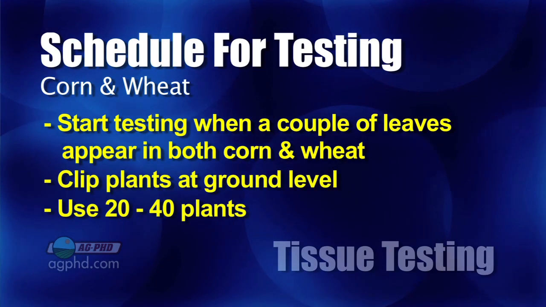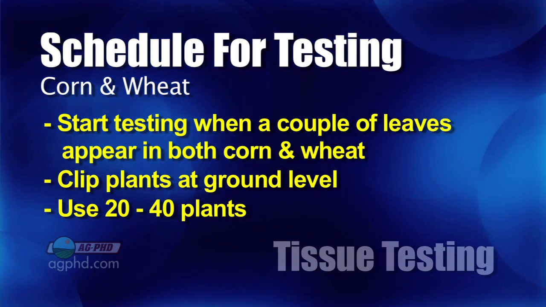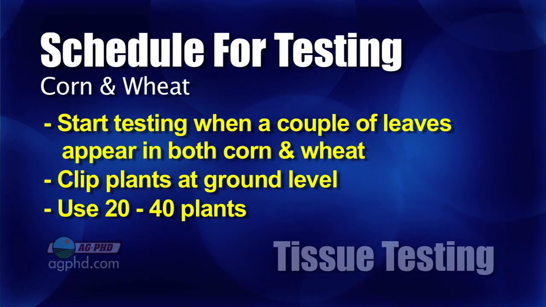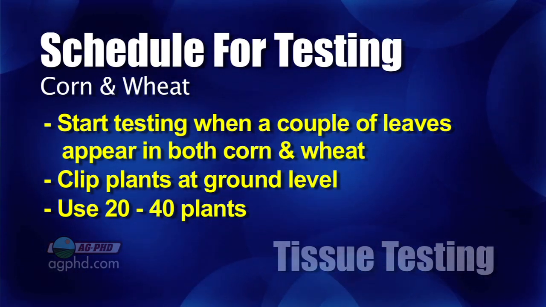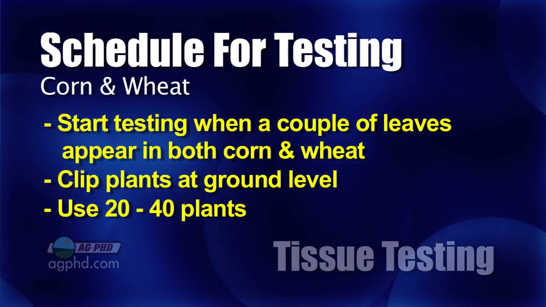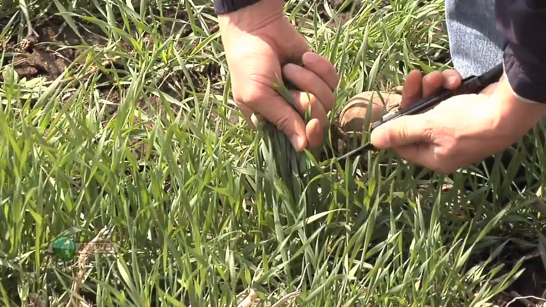Just clip the plant off at ground level and bring a few plants in. It may take 20 to 40 plants, depending on the size of the plant. Take those in for a sample each week. Now, as the plant gets bigger, when corn gets big, you may end up just taking one leaf. And with wheat, you may end up just taking some flag leaves or something like that. But early on in the season, you're actually going to take the whole plant.